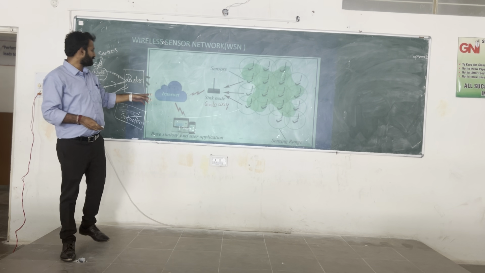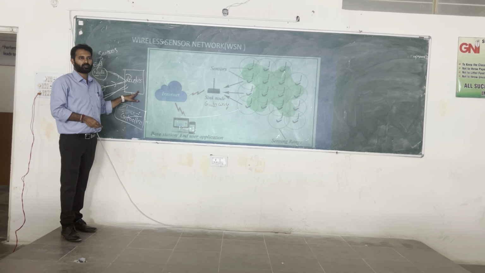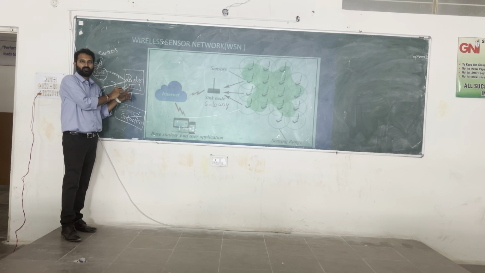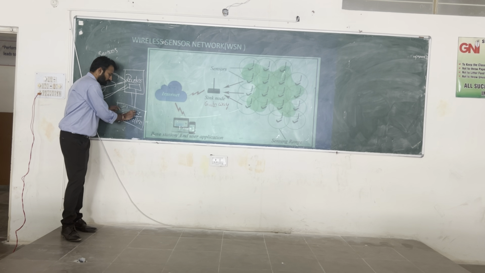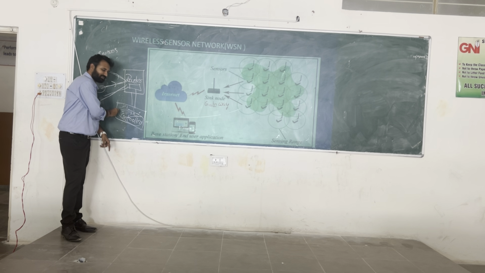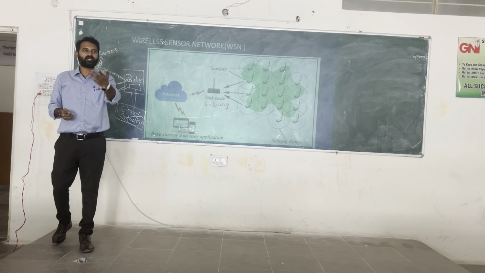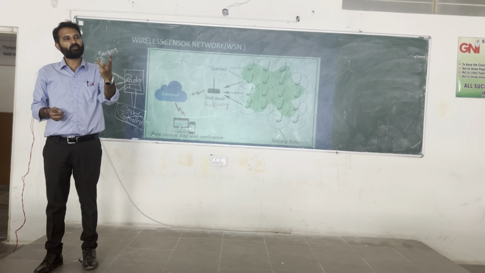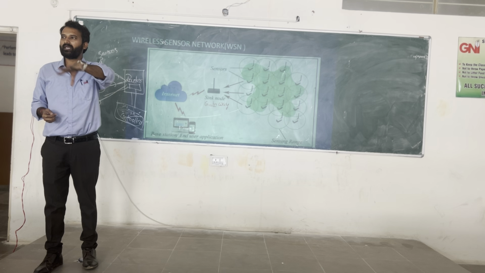That data is passed to the router. The router will have packets, datagrams, that are forwarded to the controller. Your controller is taking a decision. The controller, as I discussed, may be a processor, it may be a microcontroller, it may be anything which is controlling everything.